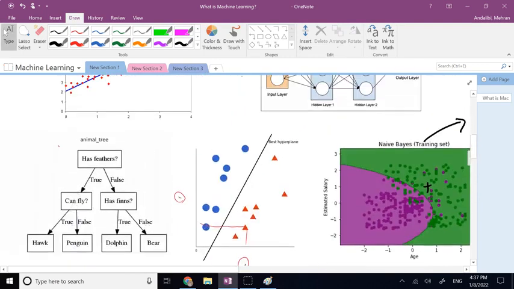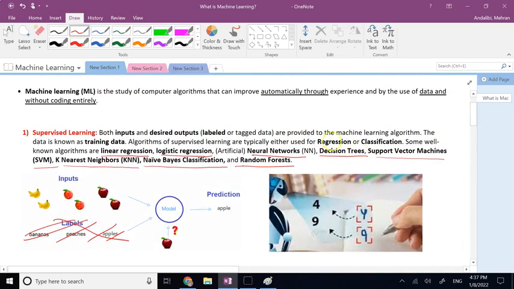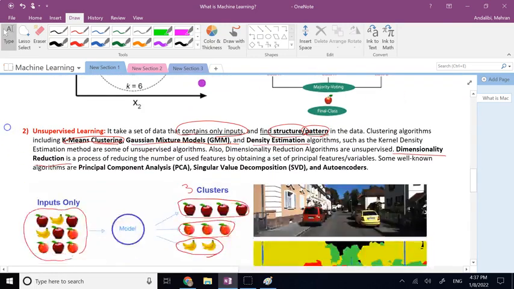So remember, supervised learning had two major categories. What were they? They were regression and what? Classification. These are the big categories of supervised. For unsupervised, the big categories are clustering and what? Dimensionality reduction. These are the two big categories of unsupervised learning. And what are these? Let's talk about them.